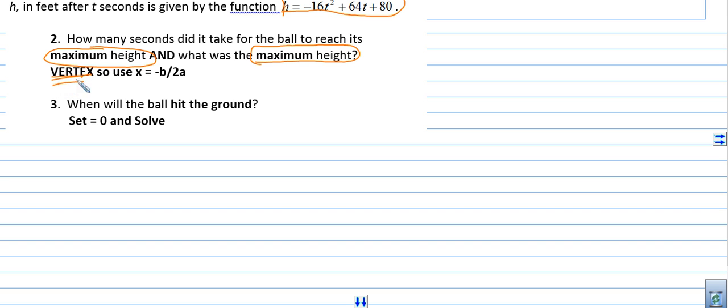Vertex is the word that should come to mind when you see maximum height. It asks for how many seconds to the maximum height, and it also asks what is the maximum height. So you'll actually need both parts of the vertex. How many seconds is the x part, and how high it is is the y part, or the plug it in part. So for question number 2, we know we need the vertex, and we're going to use x equals negative b over 2a.